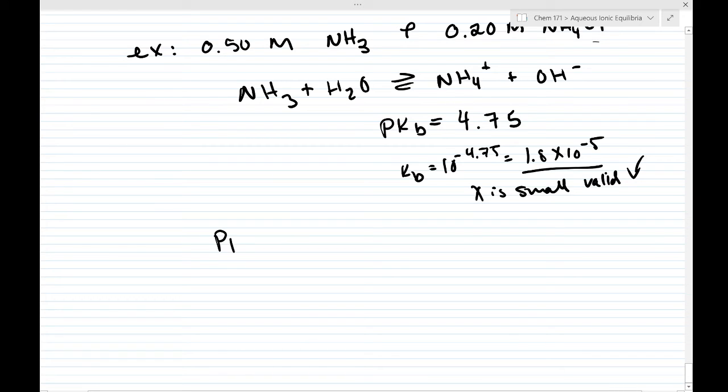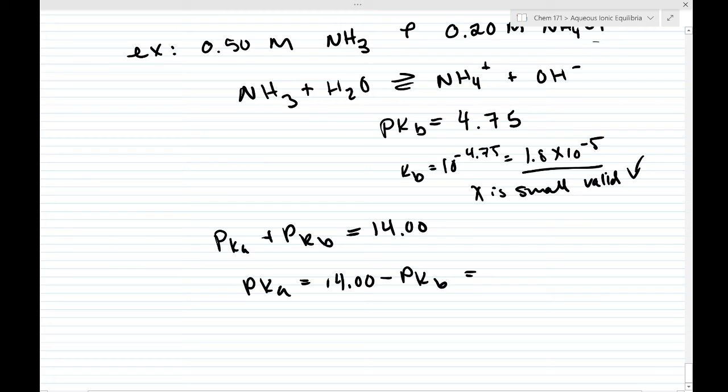Now we know that pKa plus pKb is equal to 14.00. Remember that relationship we derived earlier? That means that pKa is equal to 14.00 minus pKb. So we get 14.00 minus what was our pKb? 4.75. The pKa is equal to 9.25. So now we have a pKa, pKa is equal to 9.25.